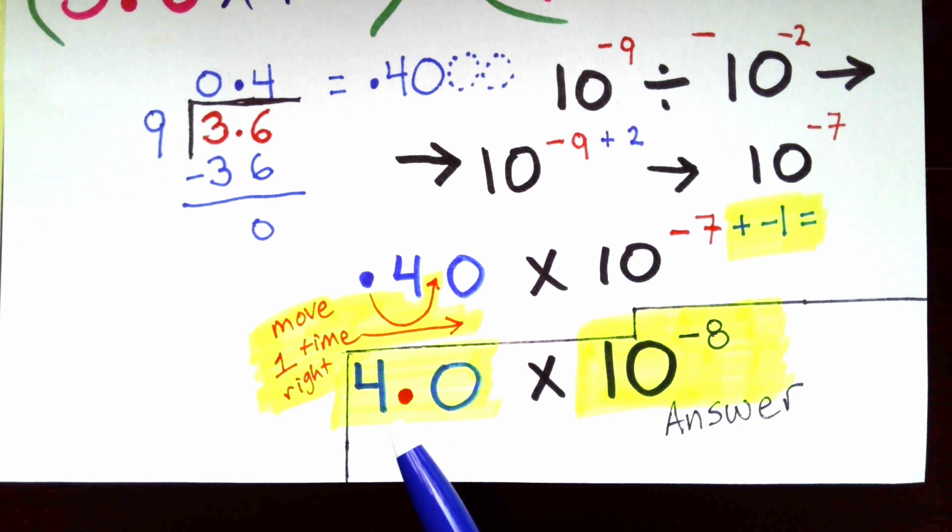Is this 4.0 a number between 1.0 and 9.99? Yes, it fits the scientific notation criteria. This is our final answer.